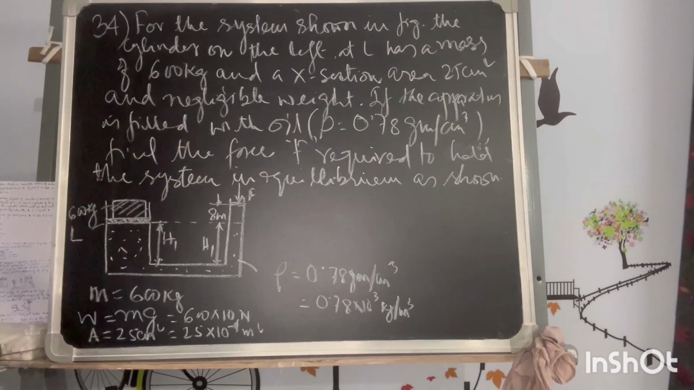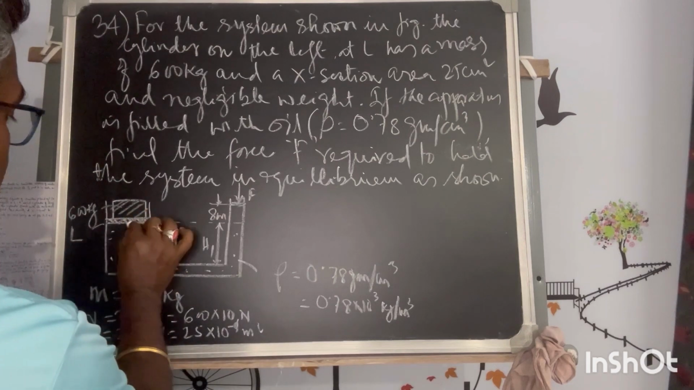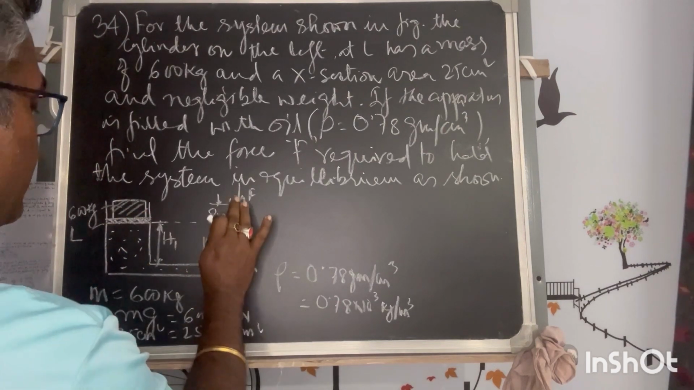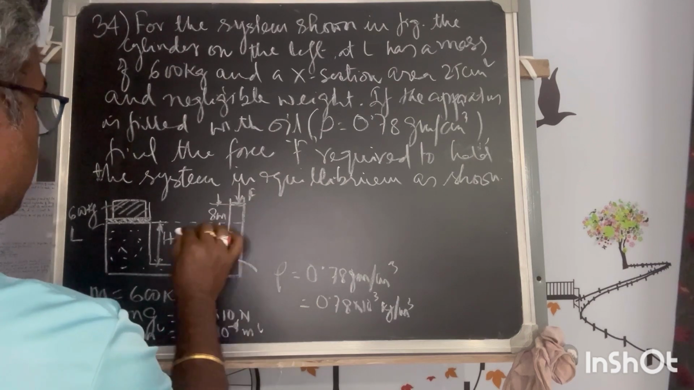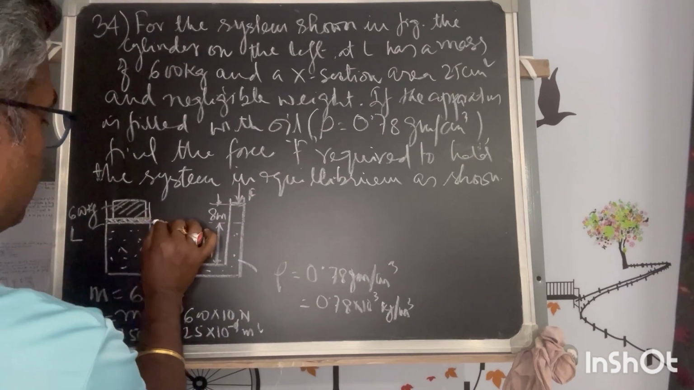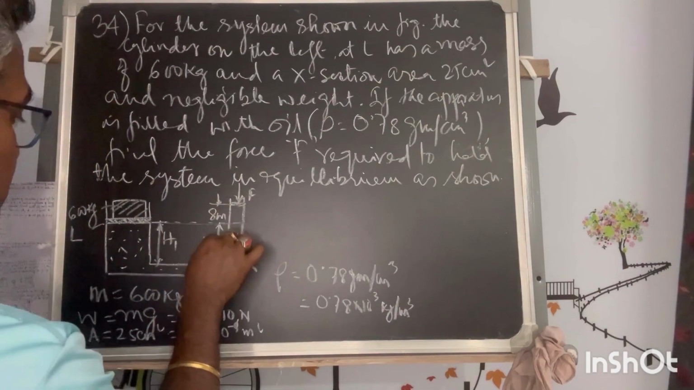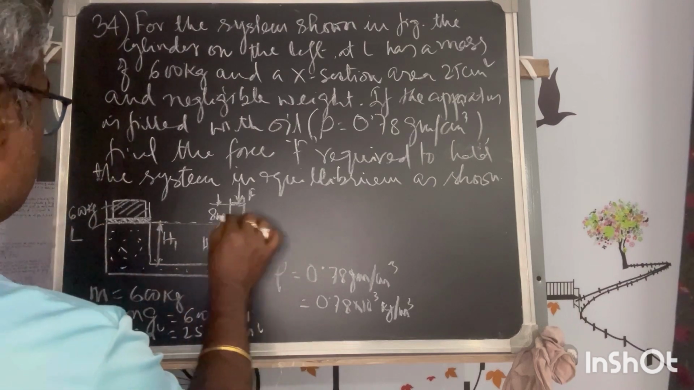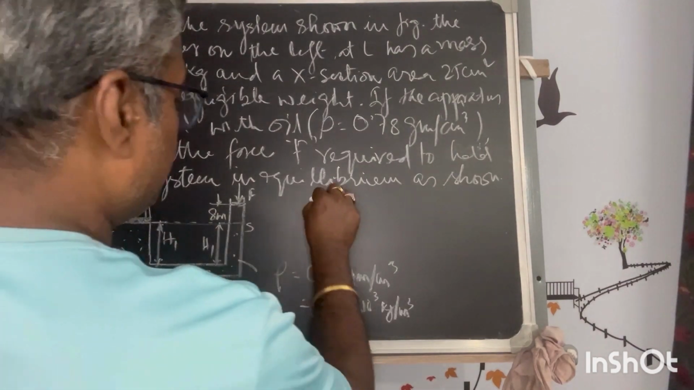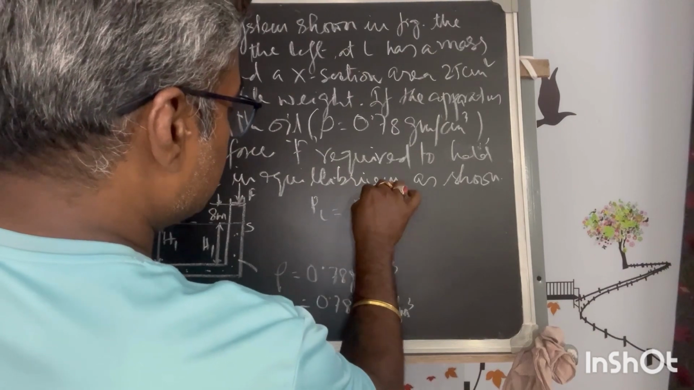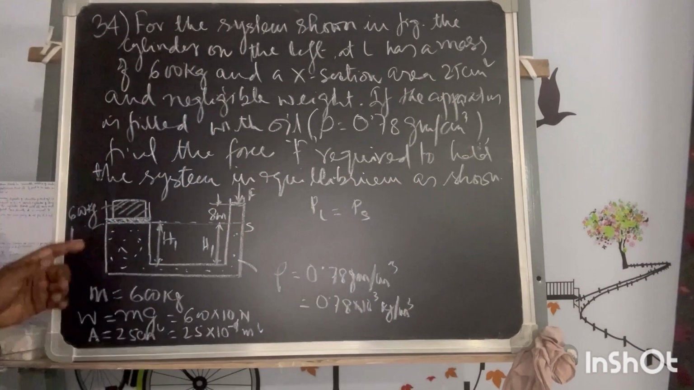Find the force F required to hold. So this total system is in equilibrium, as nothing is moving up or down. So what is the force balance here? If I take the horizontal line at height h1, where this is L and this is, let's say, another point S, then the pressure at L is equal to the pressure at S.